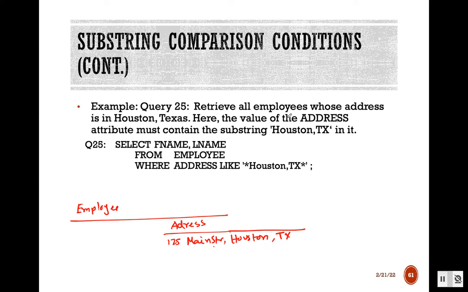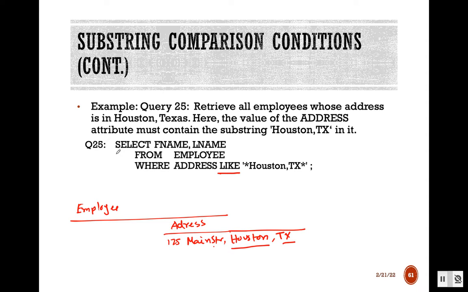Now we want to find all the employees whose address is in Houston, Texas. We do not need an exact match with the address value. We are going to match if the address has Houston, Texas as a substring, which means that employee lives in Houston. So in this query we are not going to do exact matching with the string, we are going to do substring matching. For that substring matching we are going to use the comparison operator LIKE.